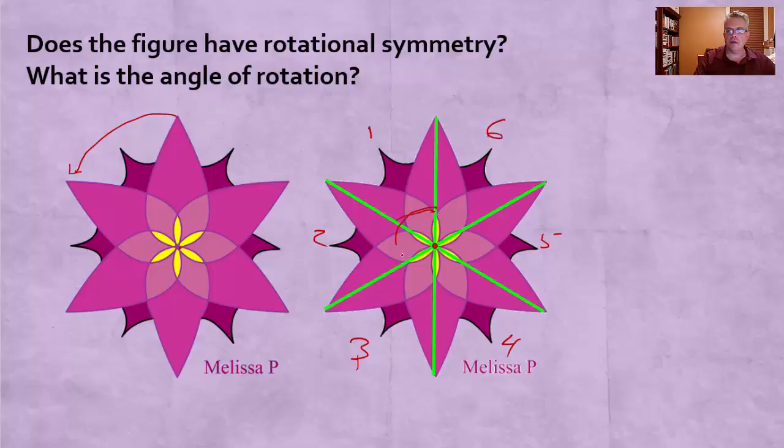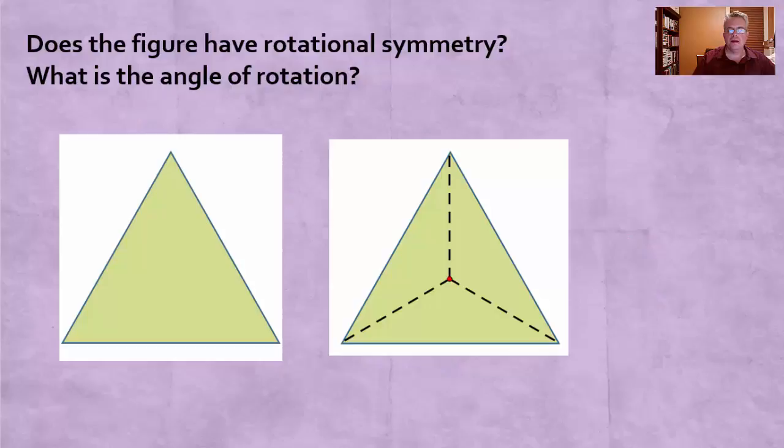So remember, all the way around is 360. So we can figure out each angle by doing 360 divided by 6, and that ends up being 60 degrees. So we turned it just 60 degrees about the center for it to overlap. Okay, this is not so bad.